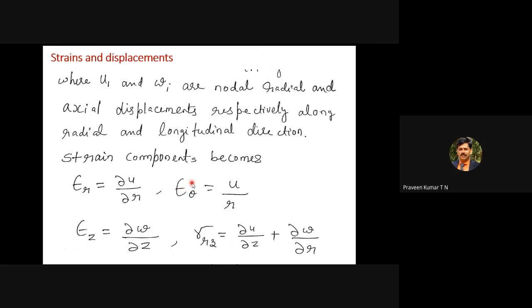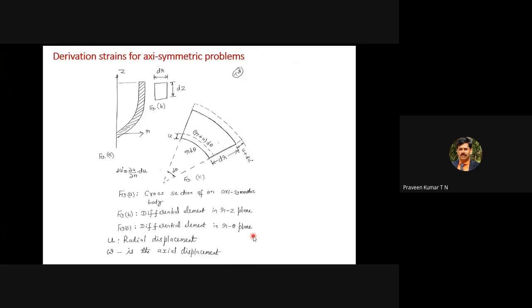When you come to three-dimensional analysis, we have epsilon x, epsilon y, and epsilon z, gamma xy, gamma yz, gamma zx. Those are the 6 strain components. When you come to axisymmetry, we have only 4 strain components. One strain along the radial direction, one strain component along the theta direction, one strain component along the z direction, and one shear strain component along the RZ plane.